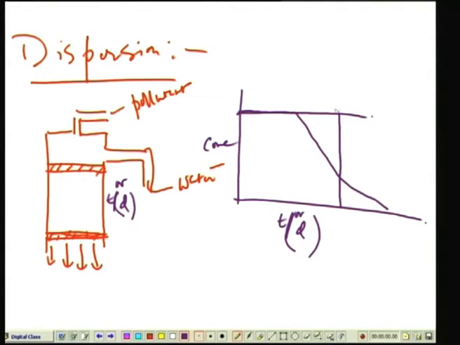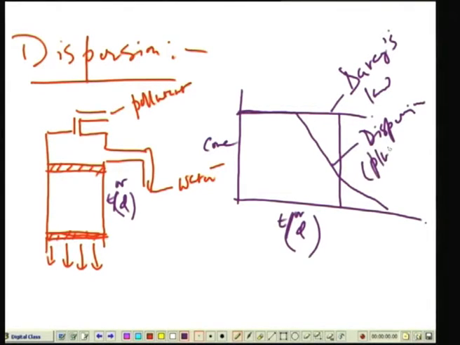So this is Darcy's law. This talks about Darcy's law. This is dispersion, plume dispersion. This is about how the plume dispersion would work out like this.